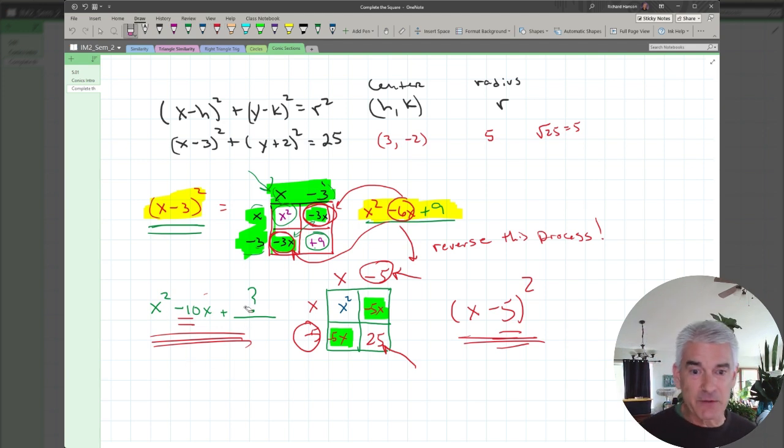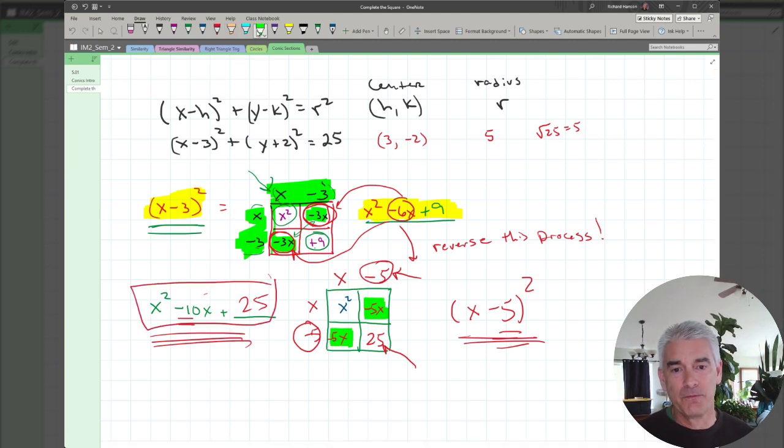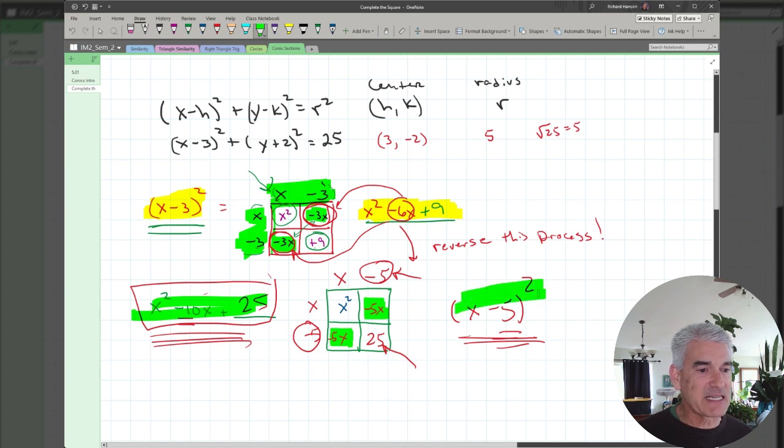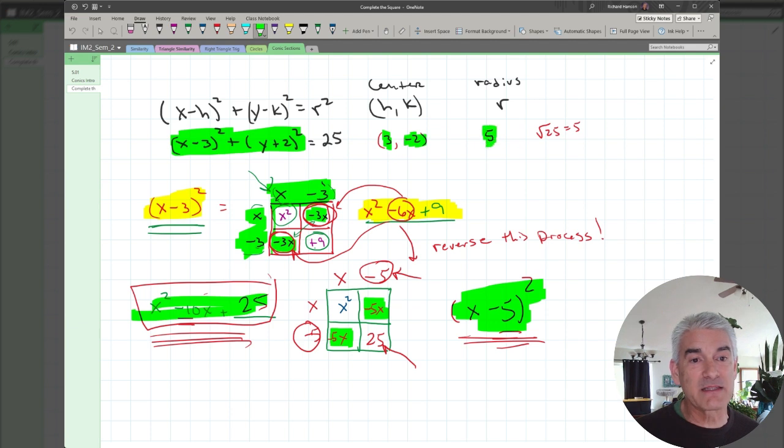Now, if I were to add 25 to this expression, now this is exactly equal to x minus 5 squared. So now I can substitute them. I can put x minus 5 squared in its place. Really powerful. And the huge power comes from, if I've got an equation of a circle where these are perfect squares, I know where the center is. The center is at 3, -2. And I know what the radius is. The radius is 5 because it's the square root of this number over here.